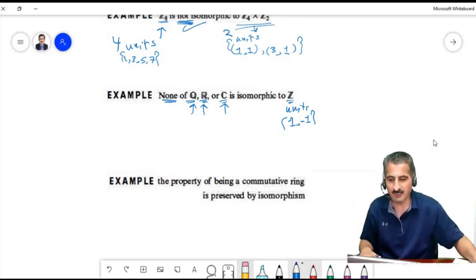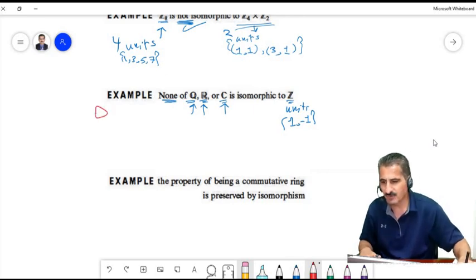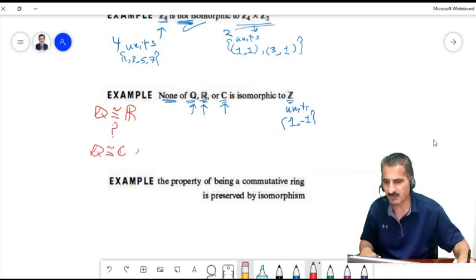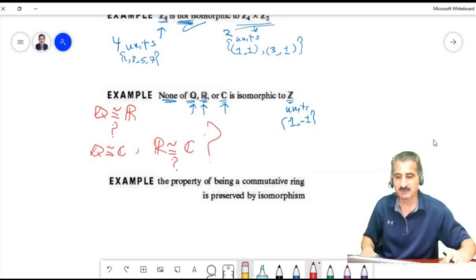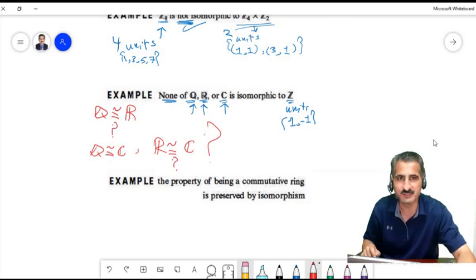Now you may ask whether Q is isomorphic to R or not. This is a question. Is Q isomorphic to C or not? Are the real numbers isomorphic to the complex numbers or not? Think about these questions. Look into the properties we just mentioned.